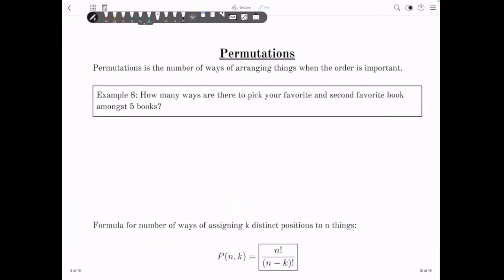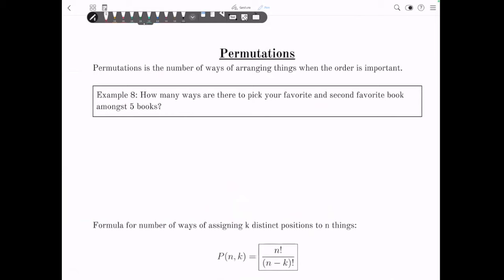So now let's move on to permutations. Permutations is the number of ways of rearranging things when the order matters or is important. So let's try this example. How many ways are there to pick your favorite and second favorite book among 5 books?